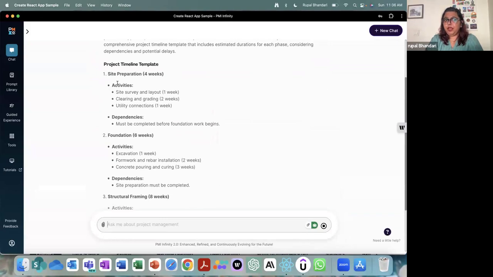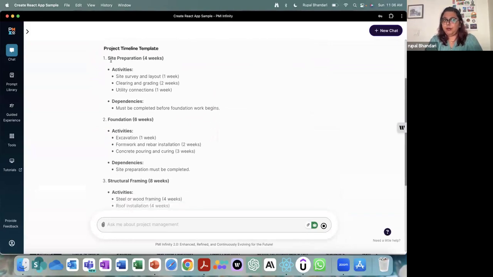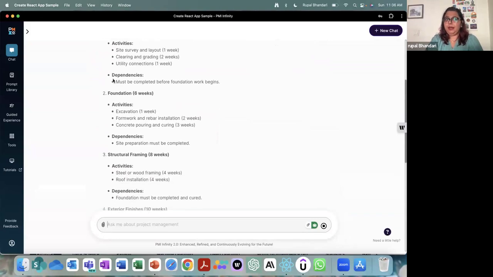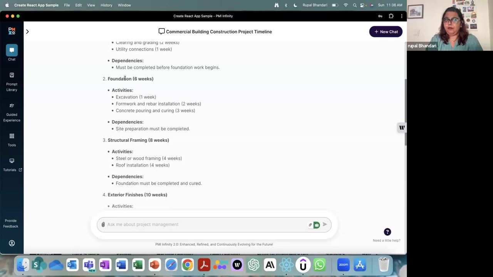It's giving me, okay, a project timeline template. First, you start with project preparation, site preparation. It'll take about 4 weeks. What are the dependencies? Must be completed before foundation work begins.